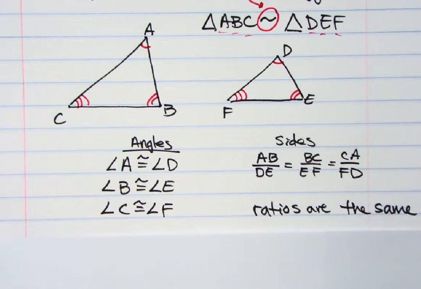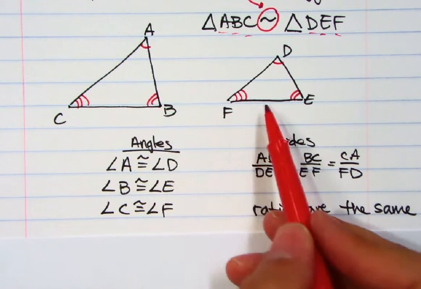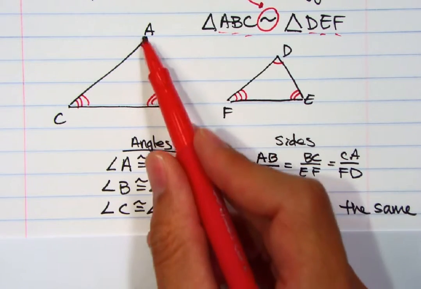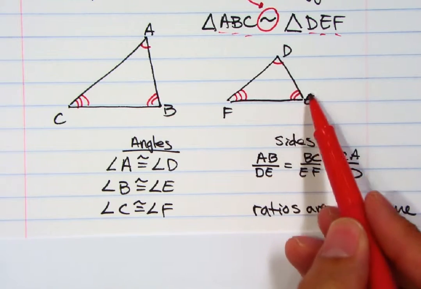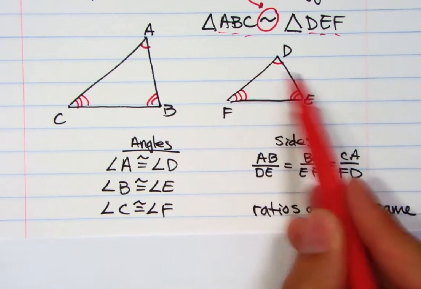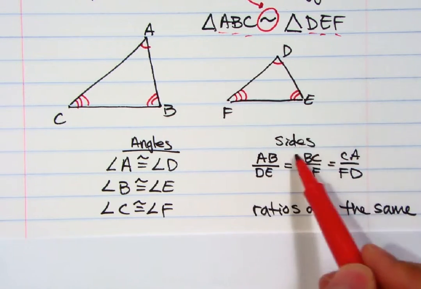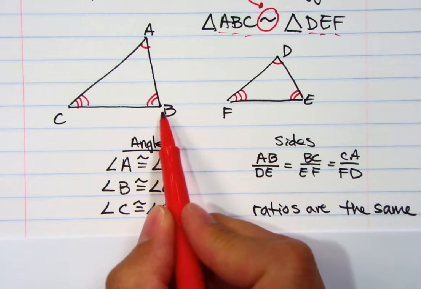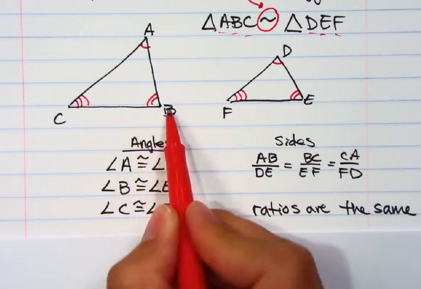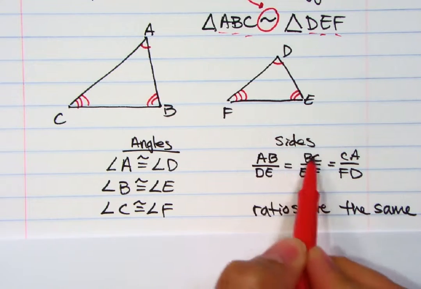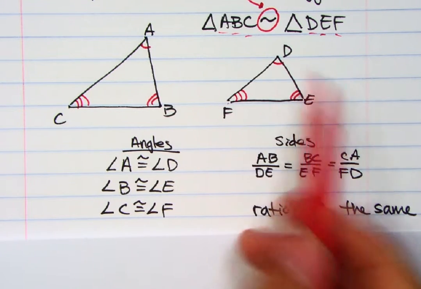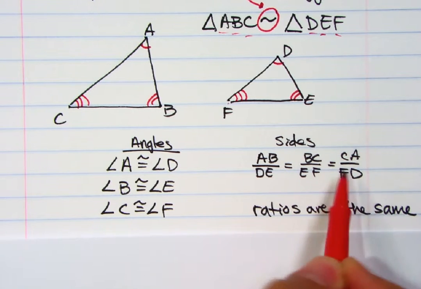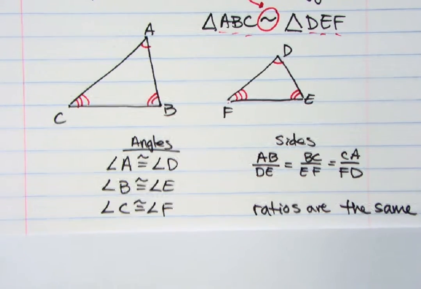The only difference here is the sides. Obviously, this one's bigger than this one, but if you take A to B, the distance from A to B, and you divide it by the distance from D to E, that comparison between the two should stay the same as comparing the other ones. Like this bottom side, B to C, to E to F, okay, that ratio. And lastly, C to A from F to D. Those should all remain the same. Let's take a look at an example.